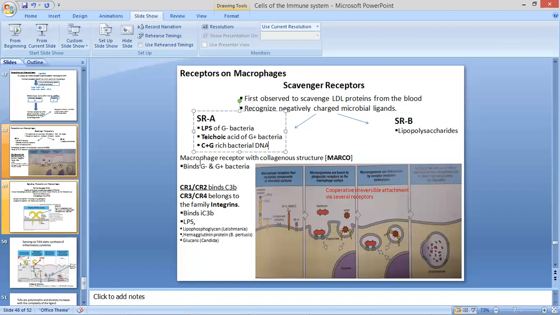There are other types of receptors present on the surface of macrophages, which are known as the macrophage receptors with collagenous structure, or MARCO, that binds both gram-positive and gram-negative bacteria. For instance, this is MARCO. I will show you in a slideshow in a while how this receptor looks.